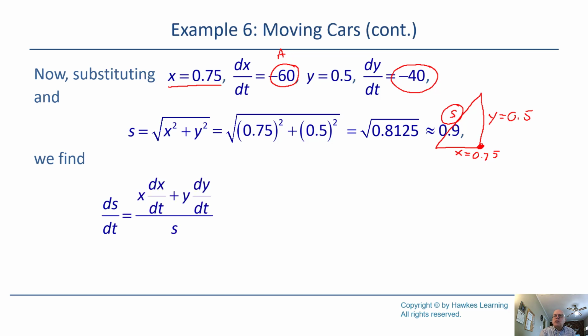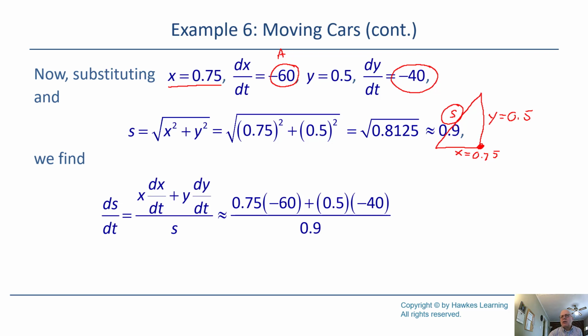We'll put all those numbers in there and find out how fast the cars are either getting close to each other or going further apart. Put all those numbers in, engage with our calculator, and we got negative 72.2 miles per hour. Why negative? Because the cars are getting close to each other. 72.2 miles per hour.